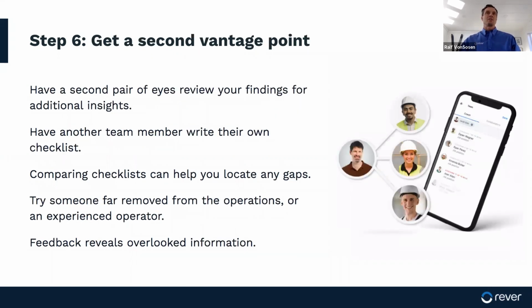6, get a second vantage point. Have a second pair of eyes review your findings for additional insights. Have another team member write their own checklist. Comparing checklists can help you locate any gaps. Try someone far removed from the operations or someone really close to the operation to get a very different point of view. Feedback reveals overlooked information.